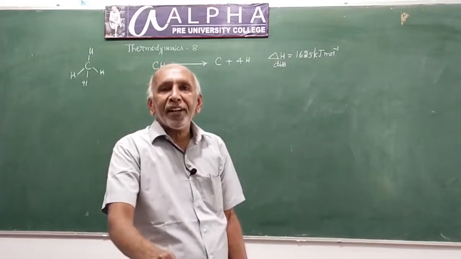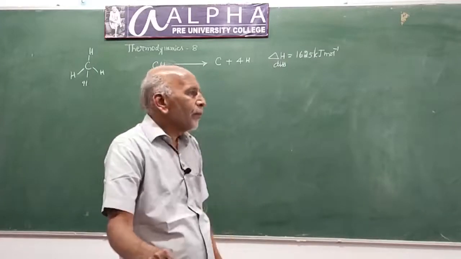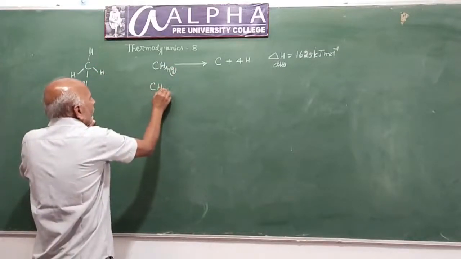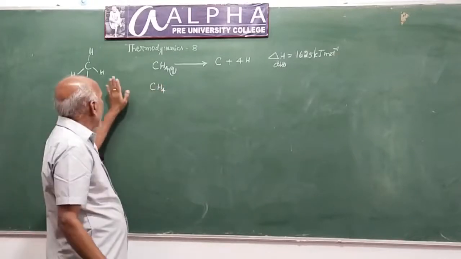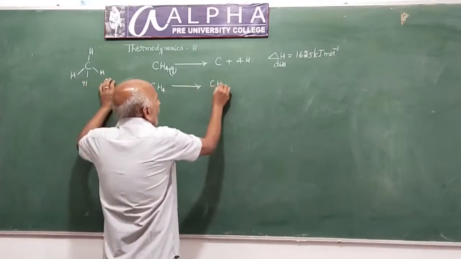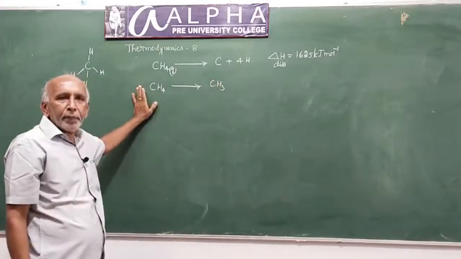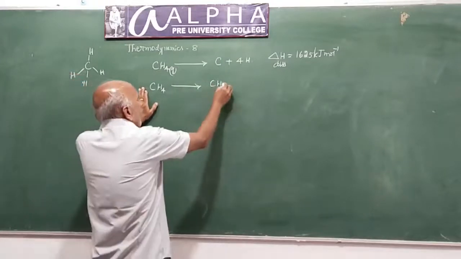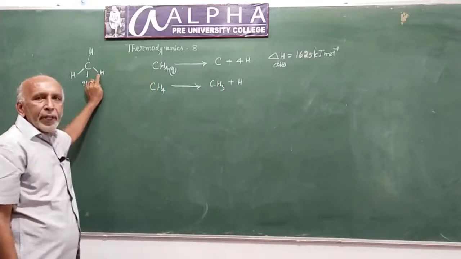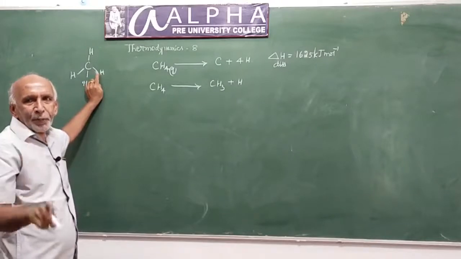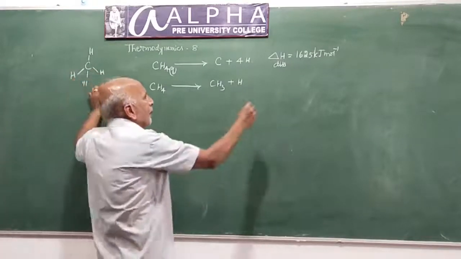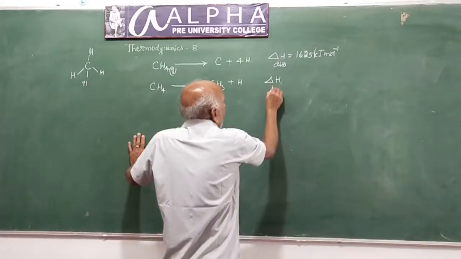How does this dissociation occur? First, in methane, one of the CH bonds breaks to form CH3 plus H. Of course, all these reactions take place in the gaseous state. Here one bond breaks, and the enthalpy change taking place is known as the first bond dissociation enthalpy, delta H1.